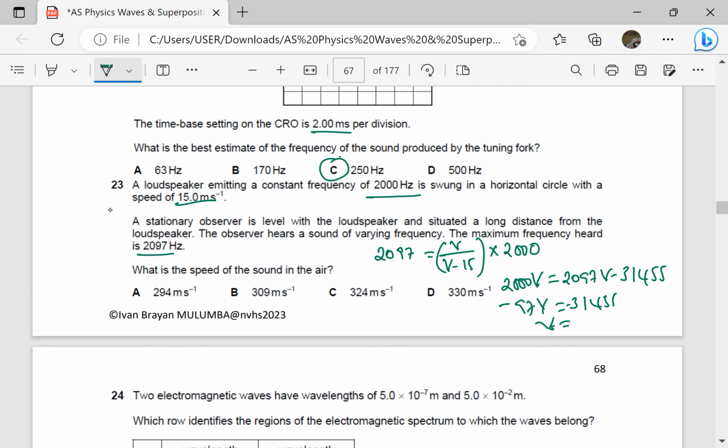So V of the source, sorry, V, not V of the source. Speed of sound is going to be 324. So our answer here is going to be C.